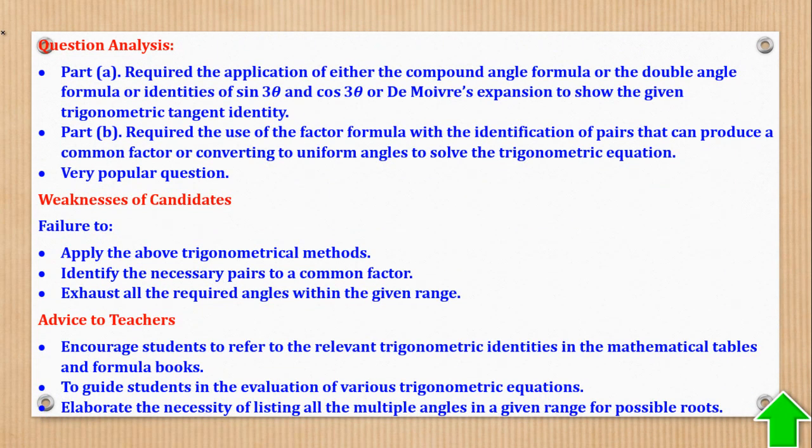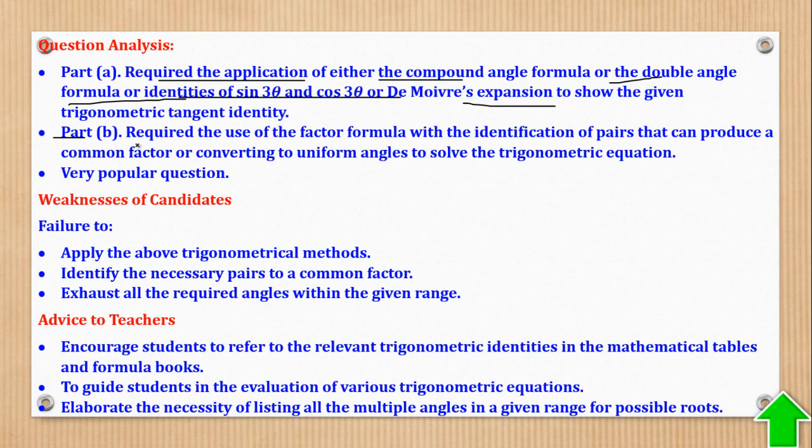So question analysis, part A required application of either the compound angle formula or the double angle formula. Then for all identities of this and this, I think I'm going to use those alternatives. Or the other one is also allowed, though I've not done it.